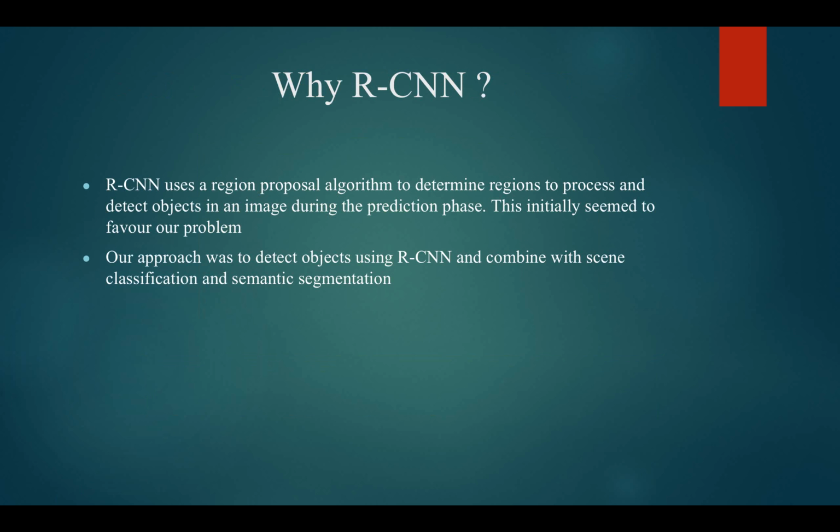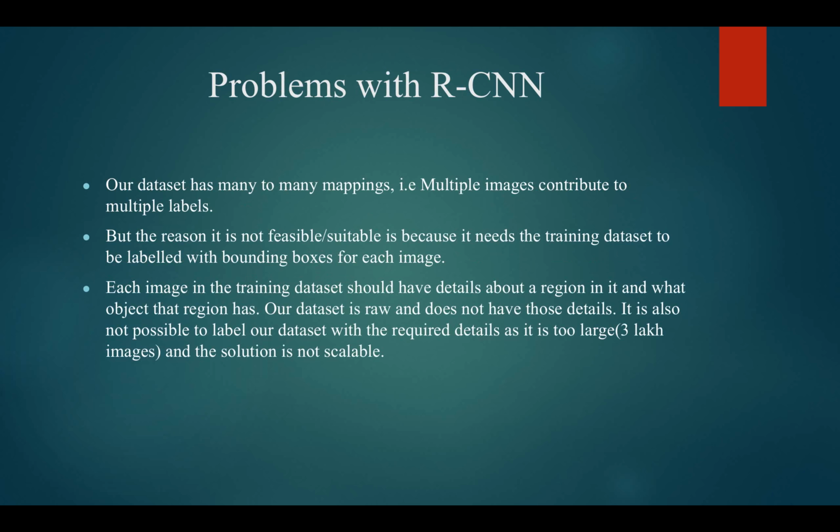The main reason we thought we could use RCNN is that it employs the region of interest pooling scheme that allows the reuse of computations from convolutional layers. But there are some problems with this approach. Implementing selective search on the large dataset posed an issue. Our dataset has many to many mappings, that is, multiple images contribute to multiple labels. This is not suggestible because it needs the training dataset to be labeled with bounding boxes of each image.